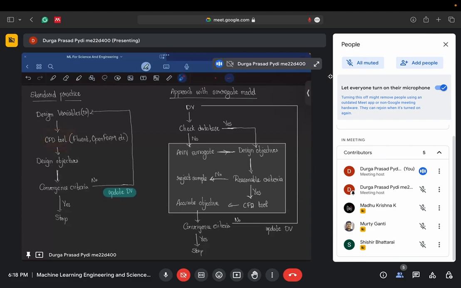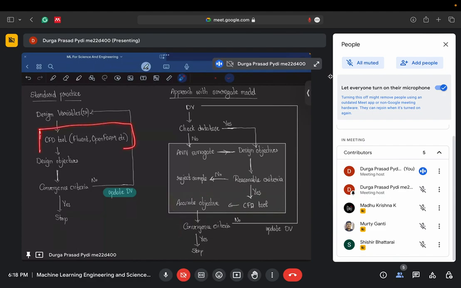The problem with that approach is, if you completely replace this CFD tool with a surrogate model, how will you ensure that the surrogate model is accurate enough? So they went one step further. Whatever outputs they found reasonable enough, they again simulated with the CFD tool to reassure that the output of the surrogate model is good enough. And then once they have the accurate objective functions, they see whether it converges or not, and they keep repeating this.